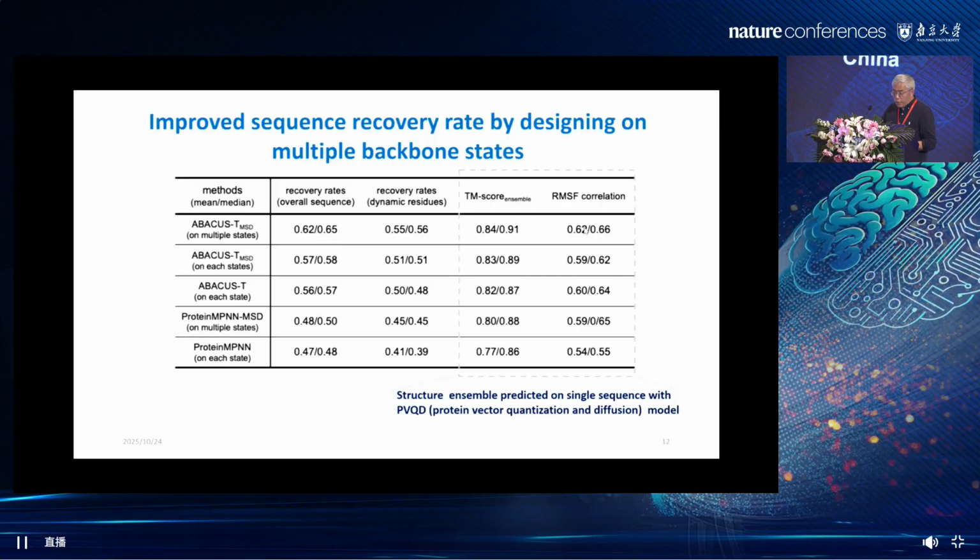And also, we have another model which is trying to predict, we call it PVQD, a conformational ensemble from a single sequence. So we apply this model called PVQD to all these sequences and look at the correlation of the predicted structure distribution, the RMSF correlation with the experimentally observed deviation, and also the TM score to the most similar experimental structures. We also see consistent improvement with these multi-state design models.